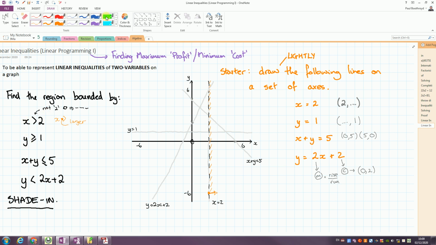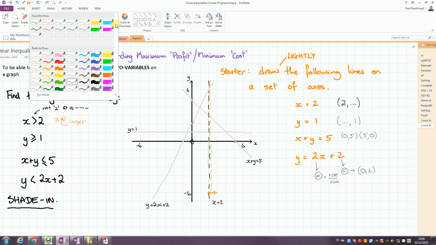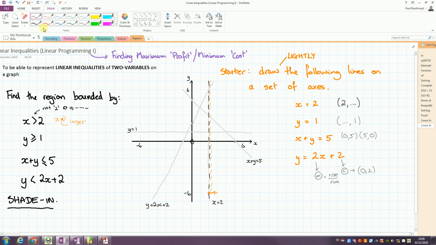First of all, this is less than or equal to 2, so it includes 1. Including 1 is a circle filled in, and we're going to do that as a solid line. Oh, let's go again.